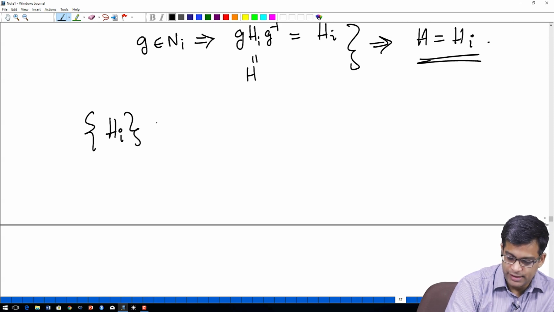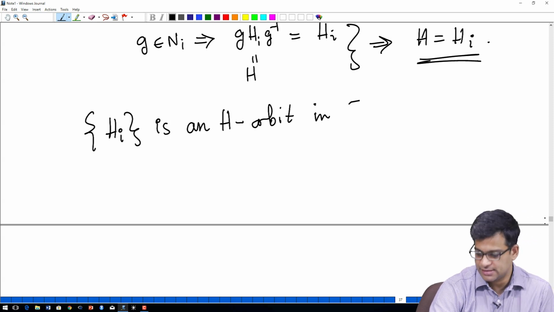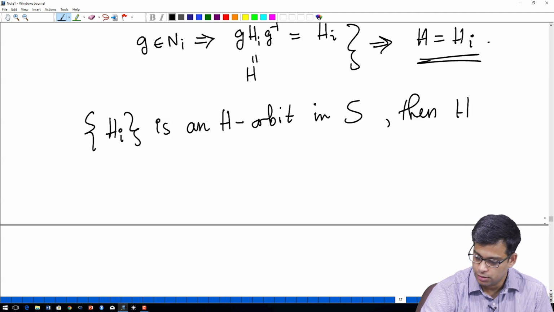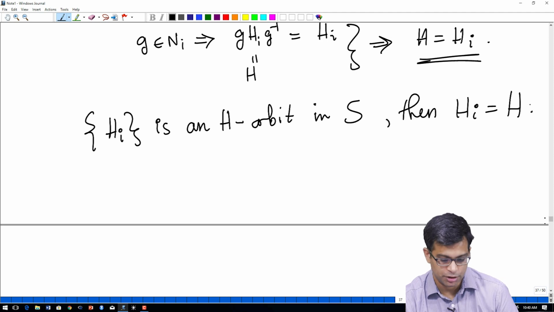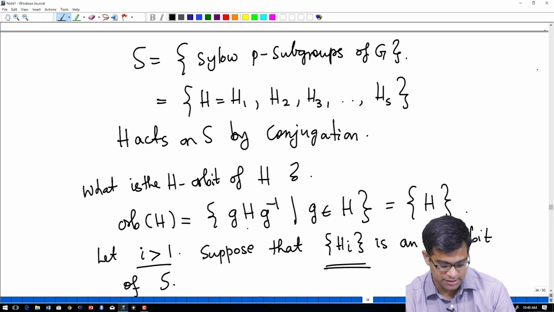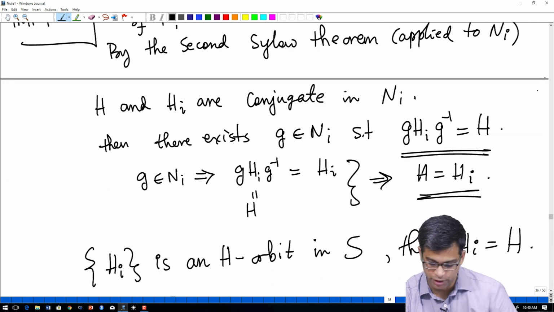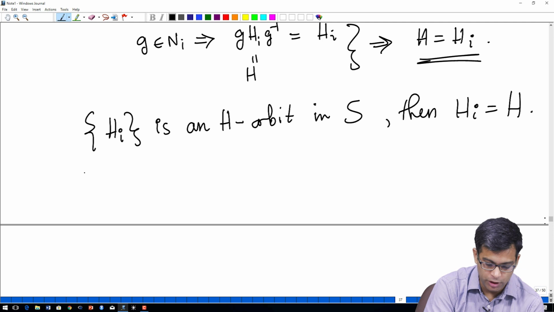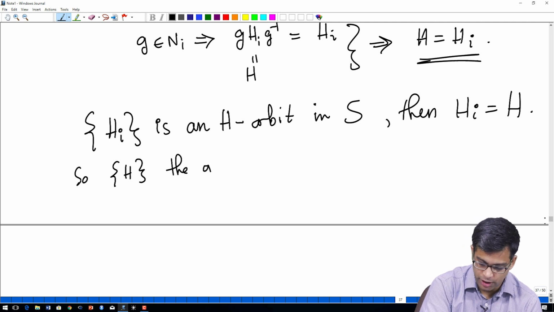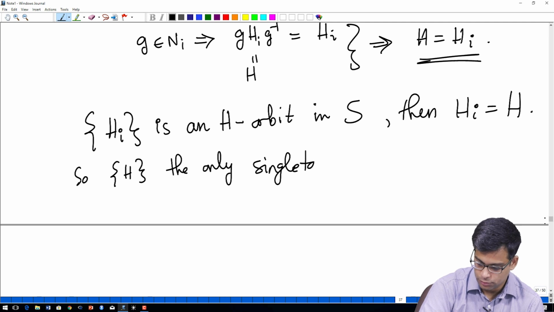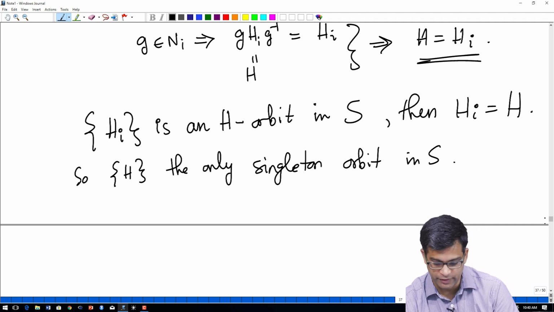So the upshot of all this is, if H_i is an H-orbit in S, then H_i equals H. What we have shown is that H is an orbit by itself, but if H_i is an orbit by itself, we must have that H_i is equal to H. So H is the only singleton orbit of S. Singleton orbit means an orbit consisting of a single element.